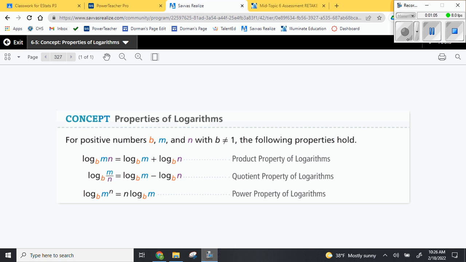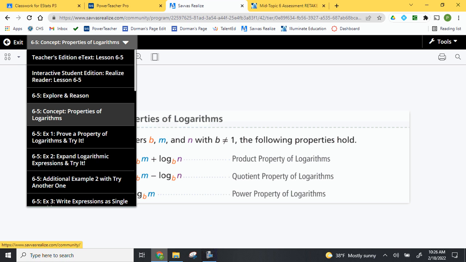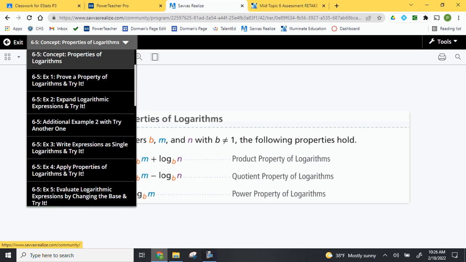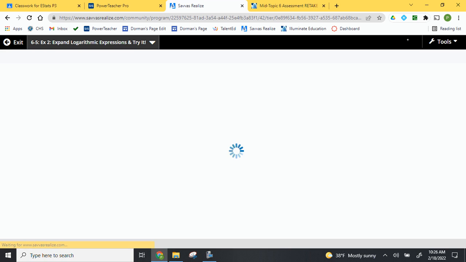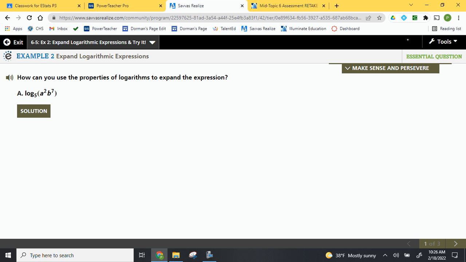All right, so let's go ahead and put these properties right into use immediately, starting with some examples. So we can use these properties to expand logarithms, and we can use them to condense logarithms. We're going to go ahead and expand this one.